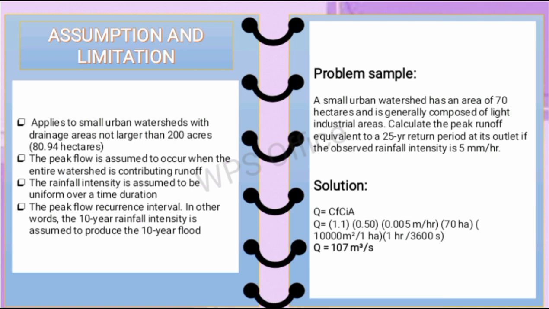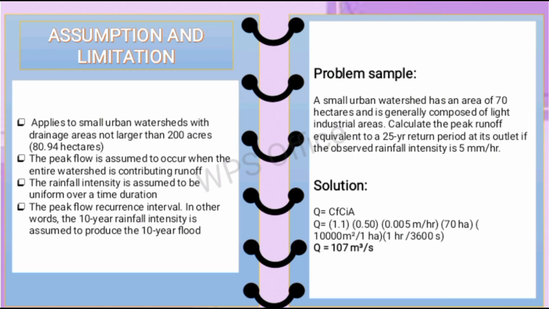The peak flow is assumed to occur when the entire watershed is contributing runoff. The rainfall intensity is assumed to be uniform over a time duration. The peak flow recurrence interval, in other words, the 10-year rainfall intensity is assumed to produce the 10-year flood.